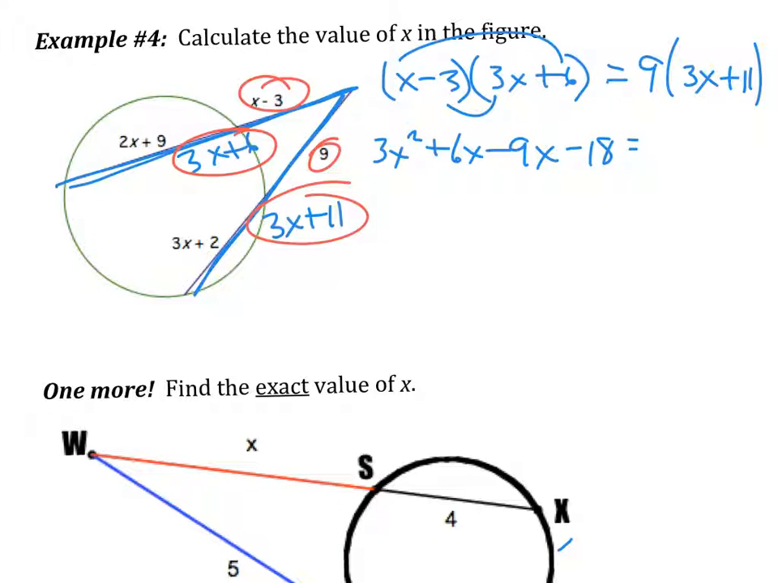Equal to 27x plus 99. No, it's 81. It's 9 times 3, isn't that 27? Yep, and then 9 times 11.